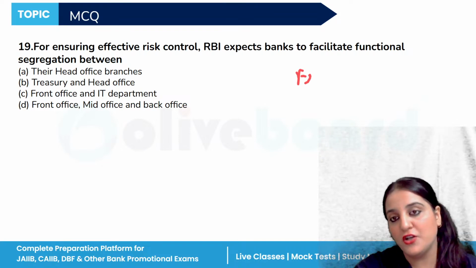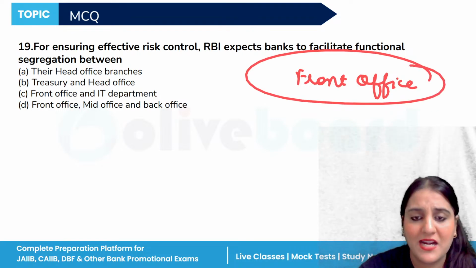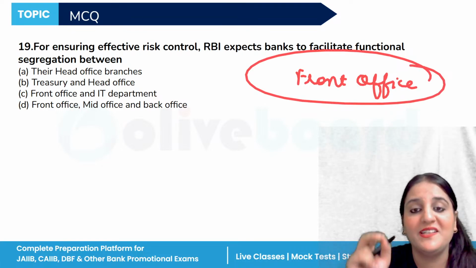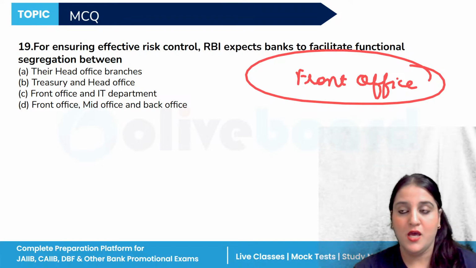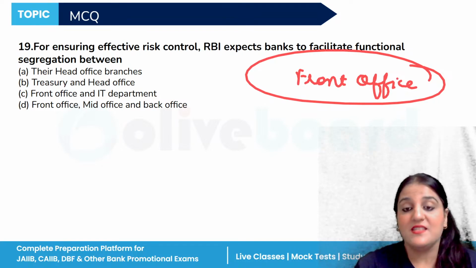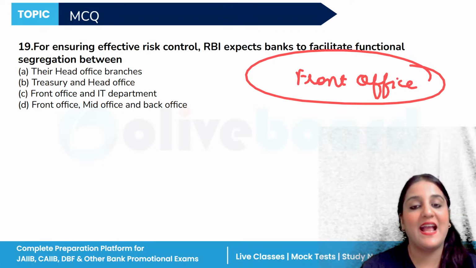First one is front office. Front office, this includes the departments which are responsible for the direct interactions with the clients and executing trades. And this includes the sales, trading, investments, banking activities.